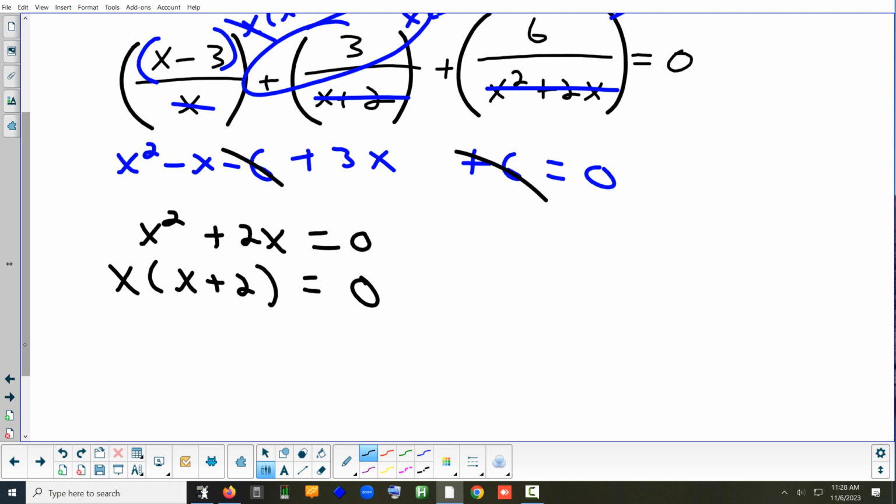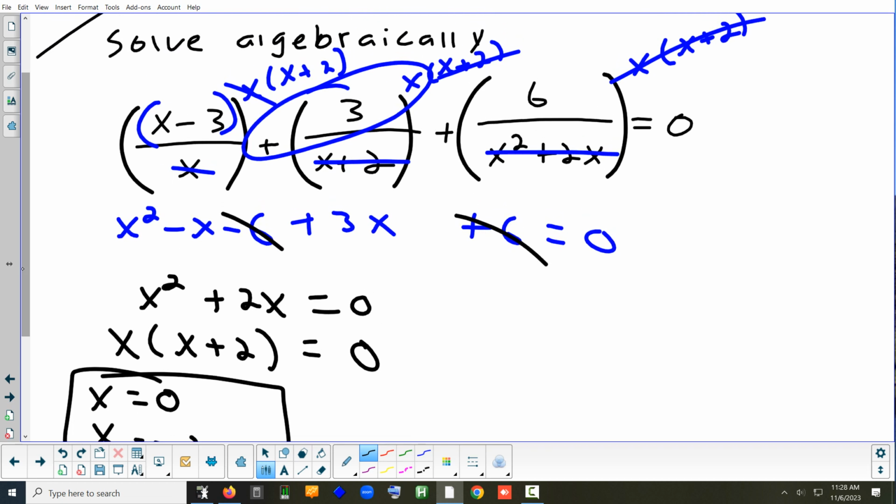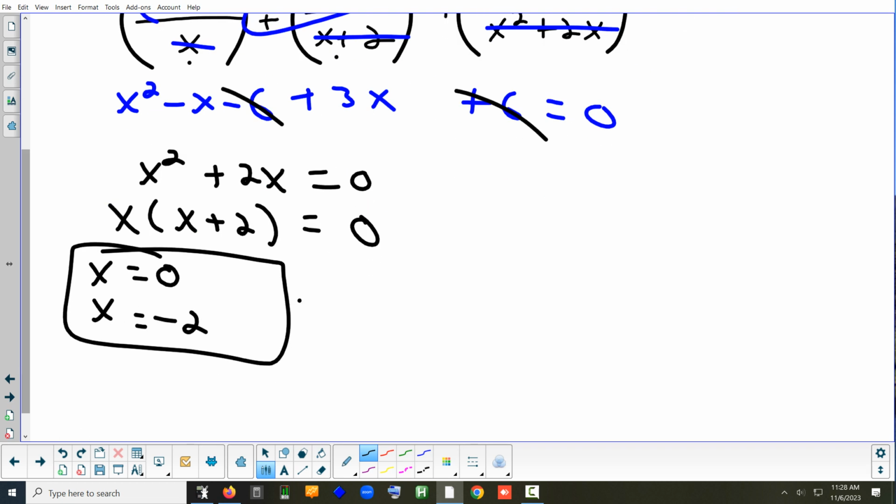So what are my two answers for x? 0 and negative 2. And both of them are going to be extraneous because they're the exact same numbers that would make my denominator 0. So I can't plug in 0 here. I can't plug in negative 2 there. So that means this problem has no solution. No solution. Okay, so they're both extraneous.